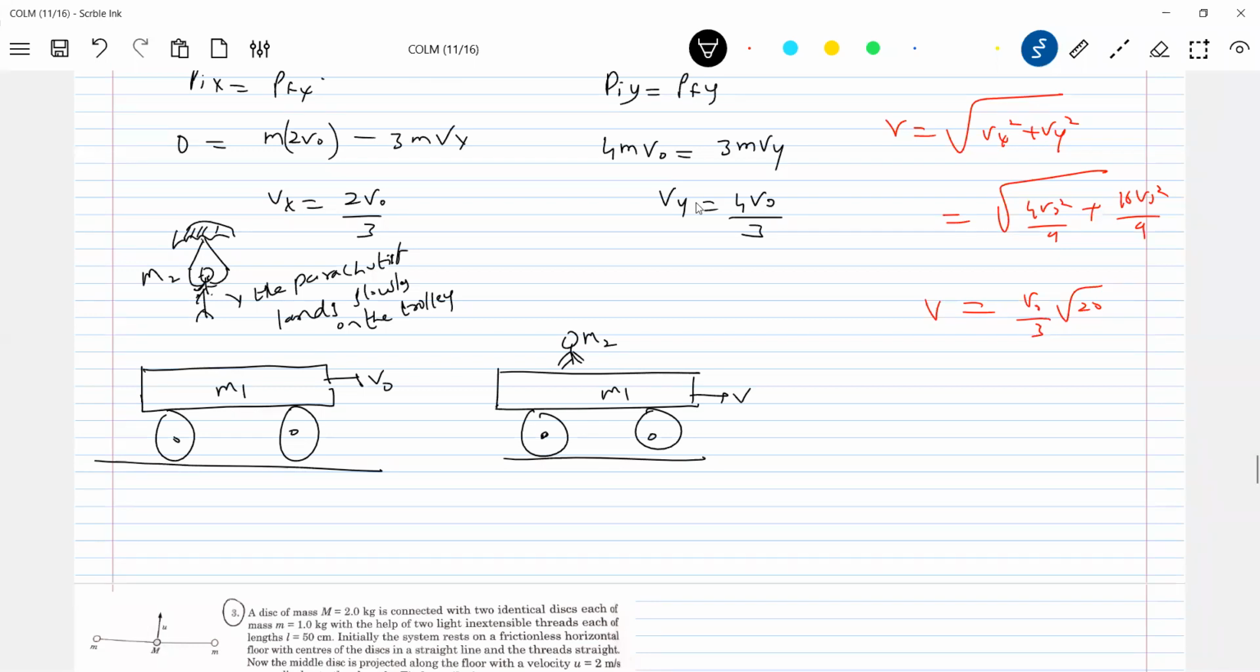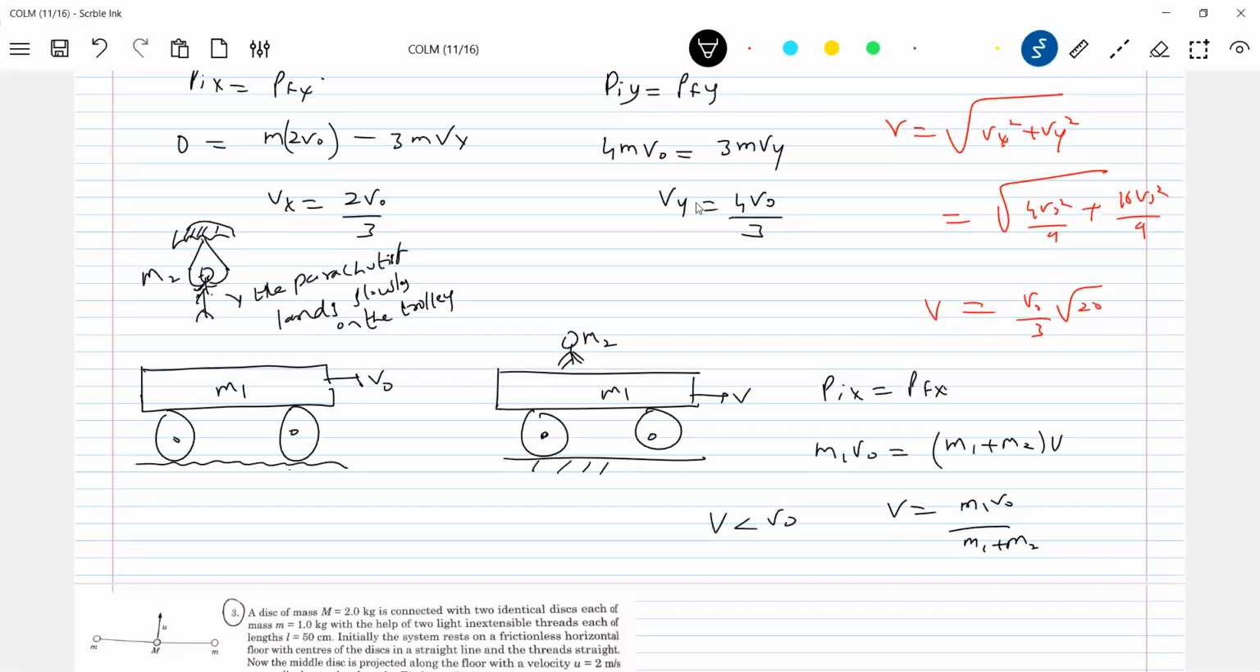Now, what are the situations we can bring here? Momentum is concerned. Initial momentum is m1 v naught, final momentum is m1 plus m2 into v. So what happened? The momentum of the system, in fact, decreased, no? Also the speed of the trolley, in fact, decreased. So if a body is moving and if the system gains mass, what happens to the speed of the system? It will decrease.